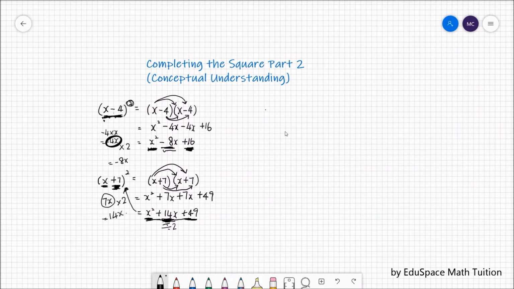Let's say I have my quadratic function, which is x squared plus 4x minus 1. How am I going to do completing the square? I'm going to focus only on these two terms. If I have x squared plus 4x, I can open this into a linear factor by taking 4 divided by 2, which is x plus 2 squared. If I have x plus 2 squared, I will have x squared plus 4x plus 4 if I expand.